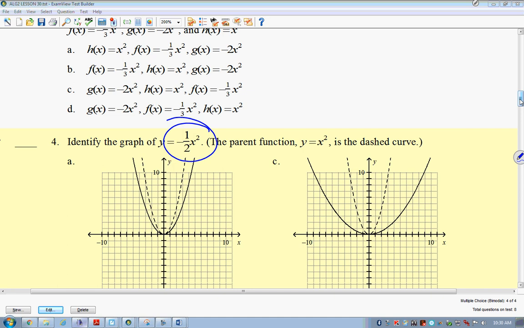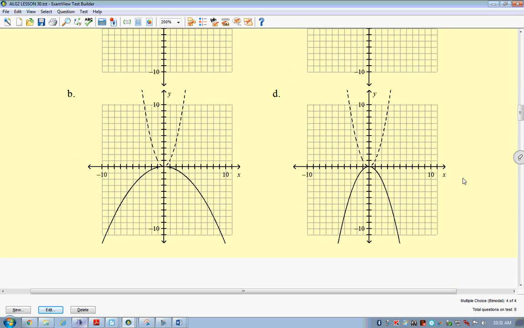All right, so don't just think fraction. Think greater than 0, less than 1, absolute value-wise. So it's going to be narrow, and it's going to be opening down, okay? Which one of these is wider than the dashed line and going down? What do we think? B.